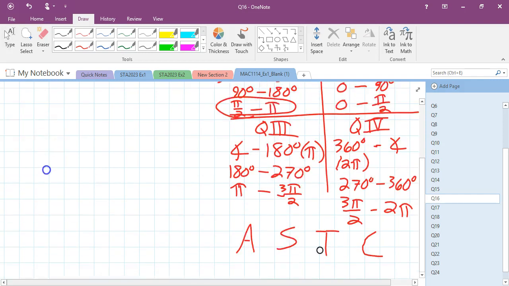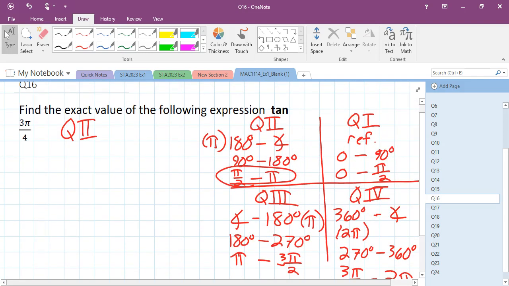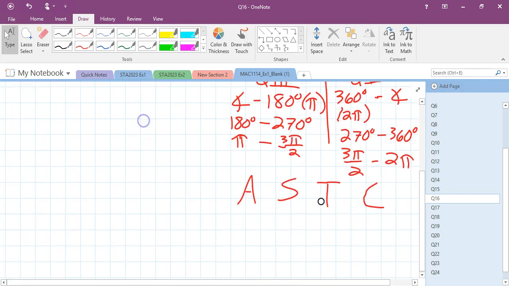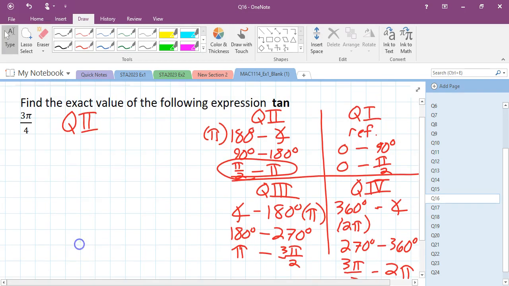So since we are in quadrant 2 and we're tangent, is it going to be positive or negative? It's going to be negative, because in quadrant 2, only sine and cosecant are positive. So we know our answer has to be negative. No matter what, the answer is going to be negative. So now we figure out the reference angle. Because once we know the reference angle, whatever tangent of that reference angle is will be the same answer for this, just negative.